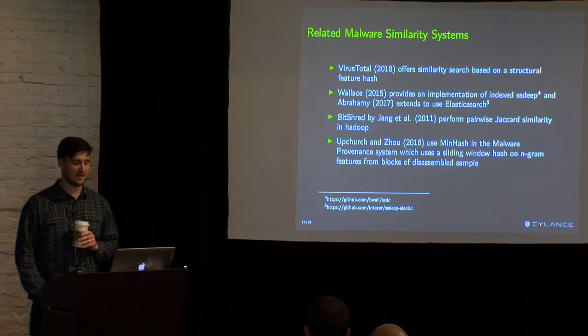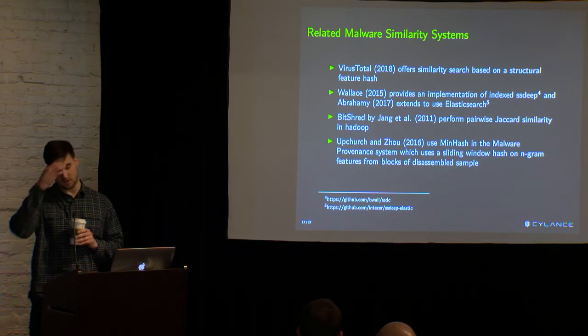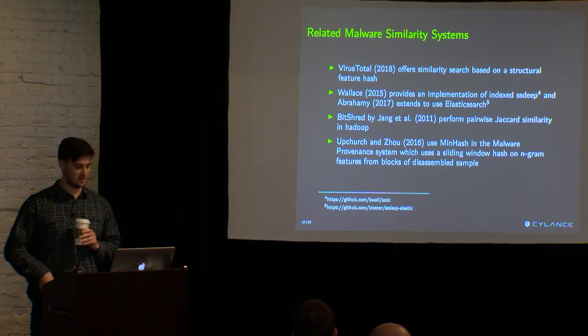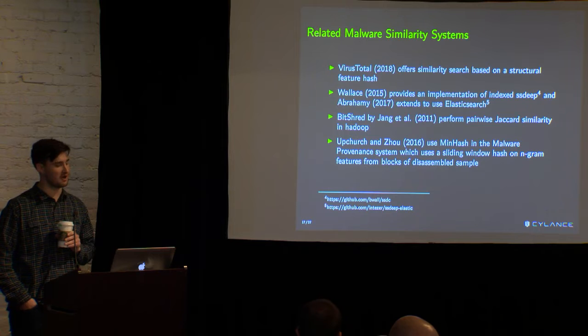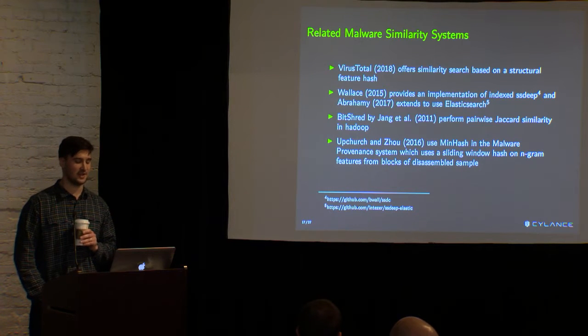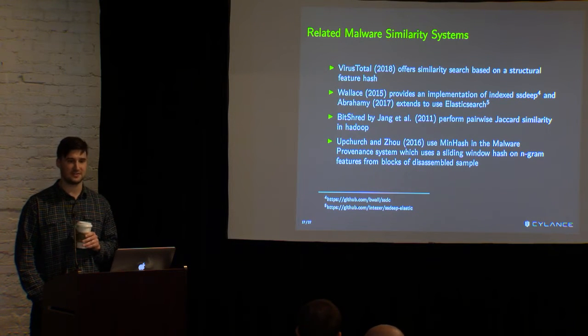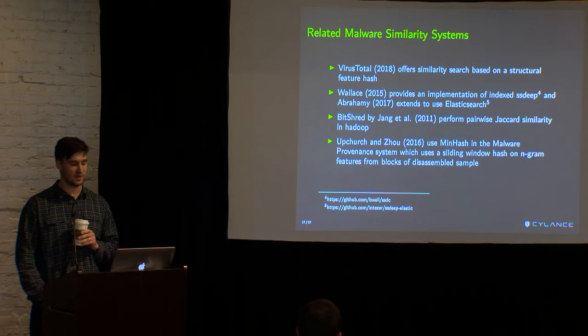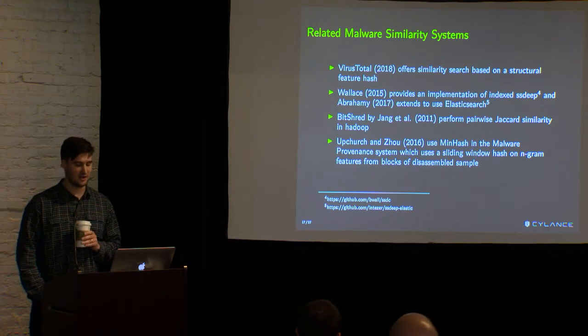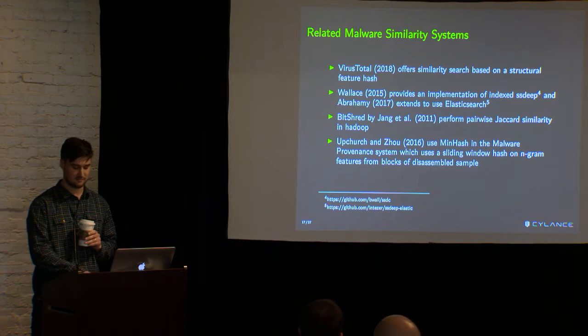In more of the academic area, there's Bitshred, which does pairwise Jaccard similarity. So it doesn't actually use the min hash. It doesn't use the LSH method for doing a Jaccard similarity estimation. Then there's also this malware provenance academic system that uses min hash, and that looks at disassembled sample output and does n-grams on, I guess, the blocks of the disassembled sample that they're looking at.